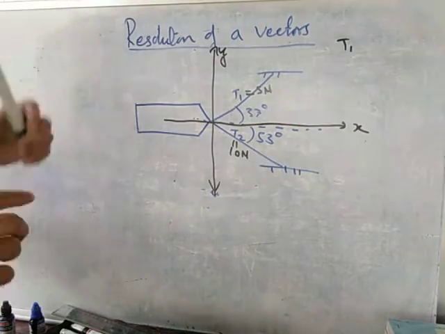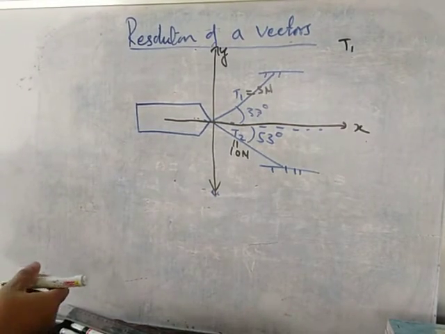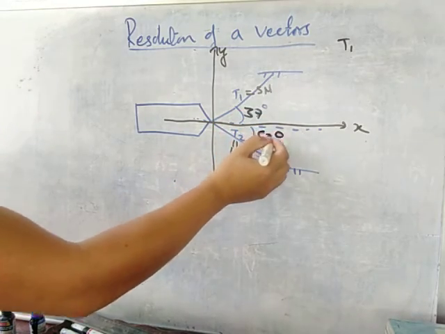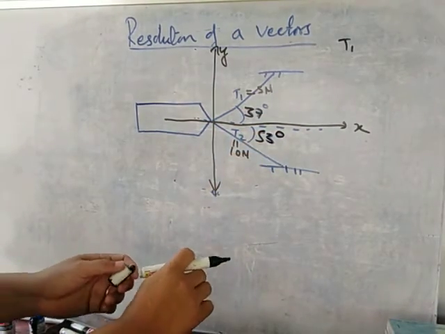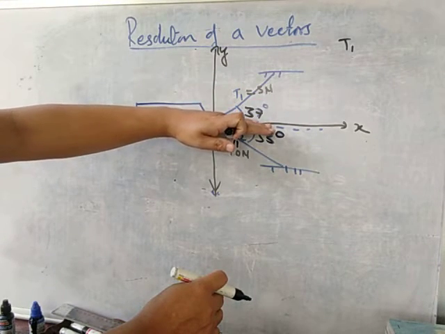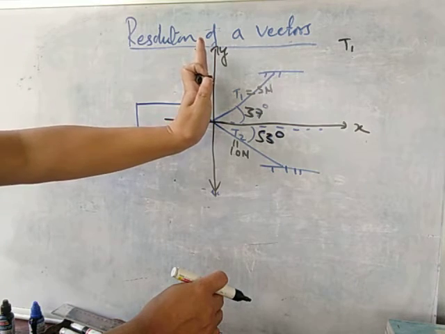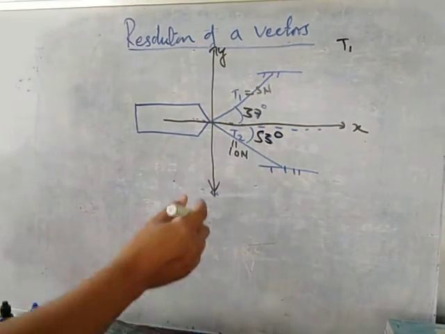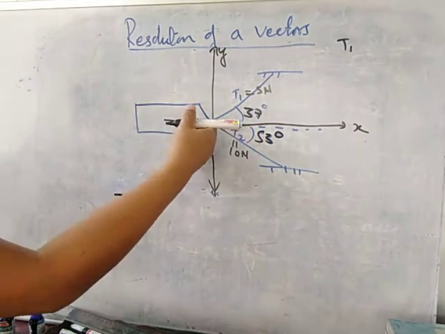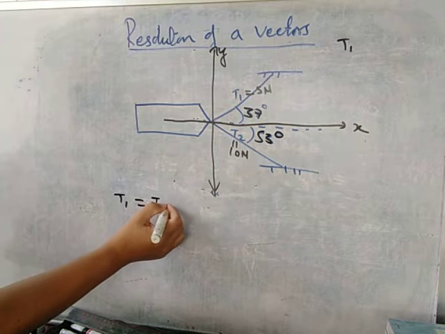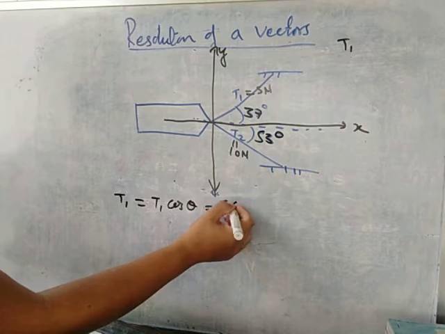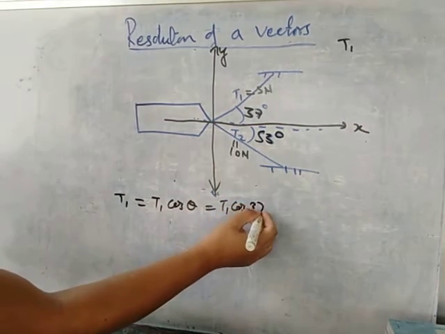So see this 37 and 53, the values of these two we don't know, isn't it? But we know that the components of T1, one is your T1 cos theta, another is your T1 sin theta, isn't it? So let's find the components of T1. The X component is T1 cos theta, isn't it? So equals T1 cos 37 degree, isn't it?